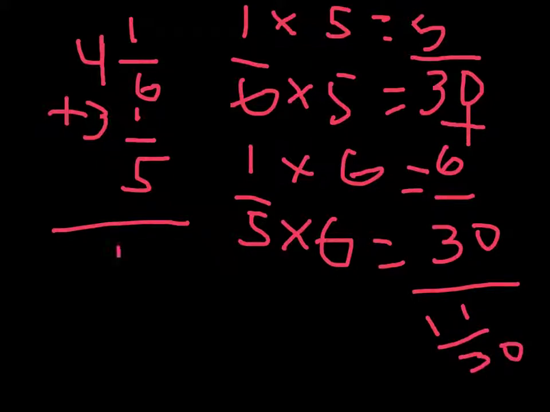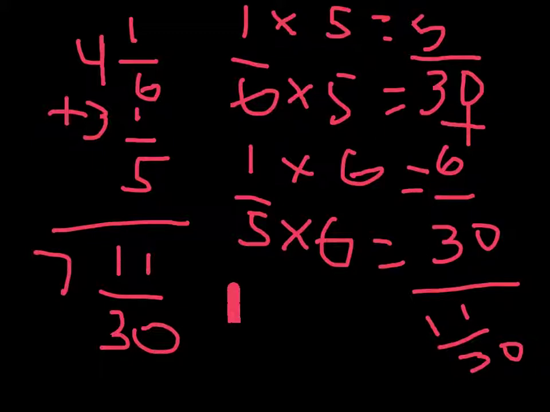So we'll put it right here. And we'll add the whole numbers to get 7. So 7 11/30 is your answer. So 7 11/30 would be D in the textbook. If you got 7 11/30, good job.